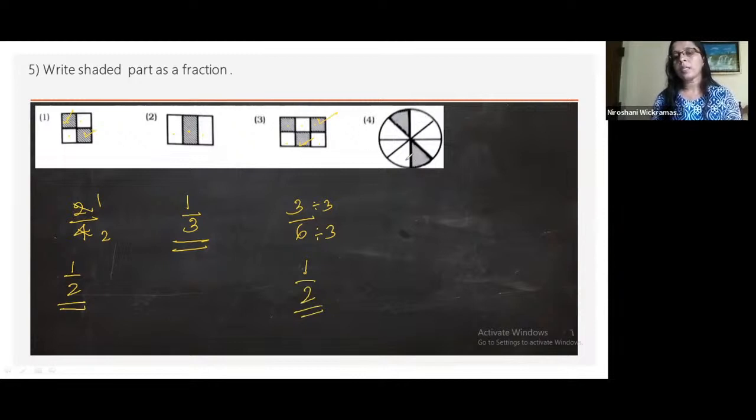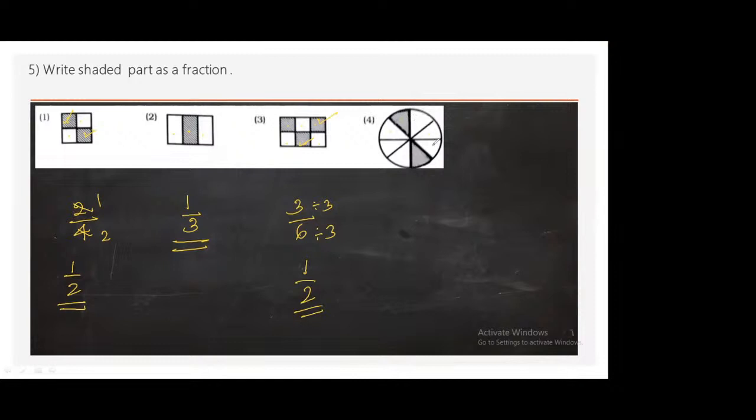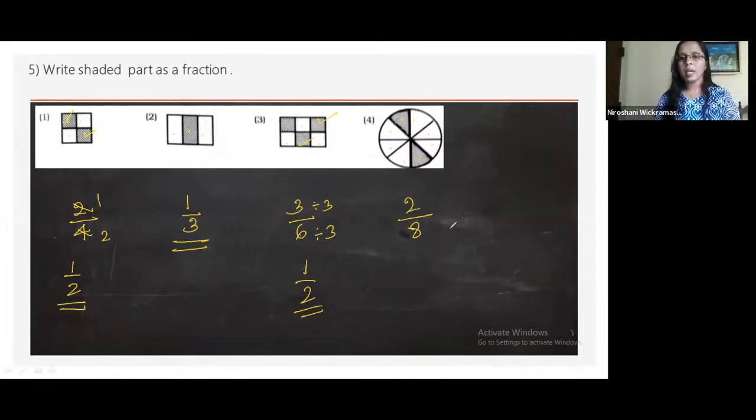Now count. In this circle, how many parts altogether? 1, 2, 3, 4, 5, 6, 7, 8 parts are there. And how many parts are shaded here? 2 parts already shaded. Then you can write it as a fraction. This divide by 2, this also divide by 2. Then 1/4 is the answer here. 1/4.